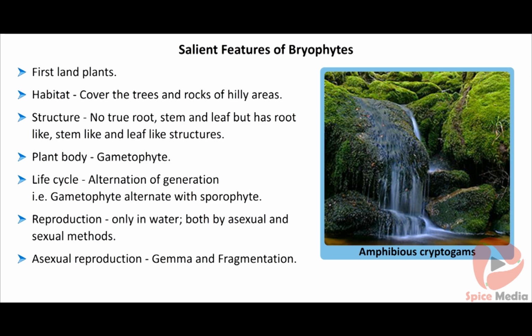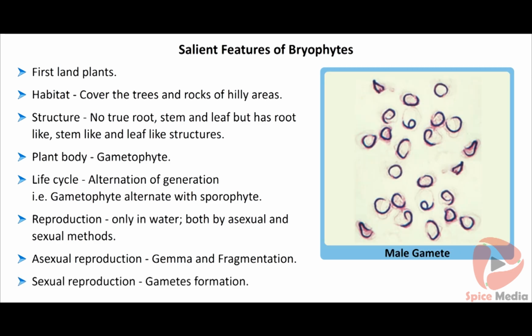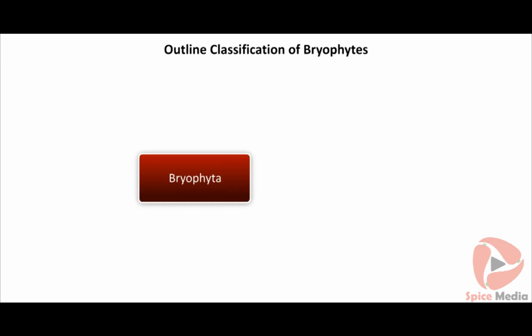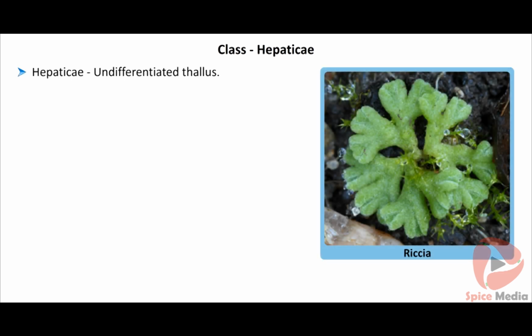They reproduce by asexual and sexual methods but can reproduce only in the presence of water. Hence they are called amphibious plants or amphibious cryptogams. In asexual reproduction, they produce gemmae and fragments. In sexual reproduction, they produce gametes.